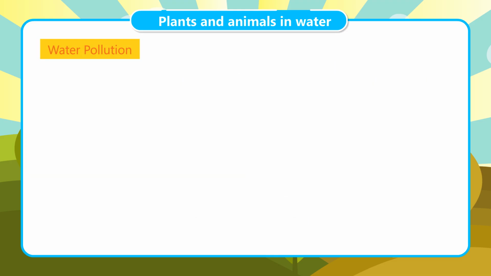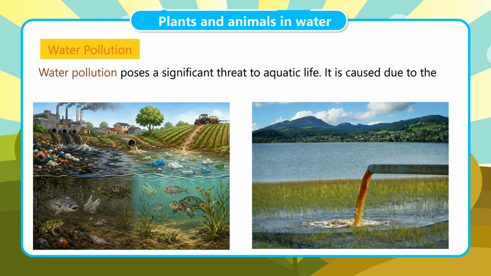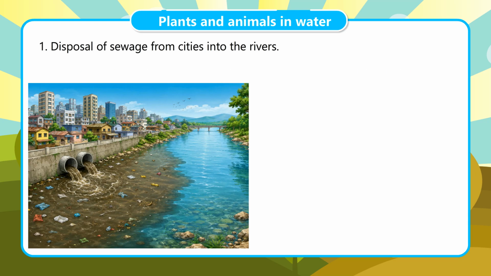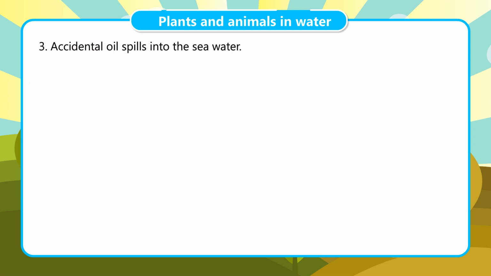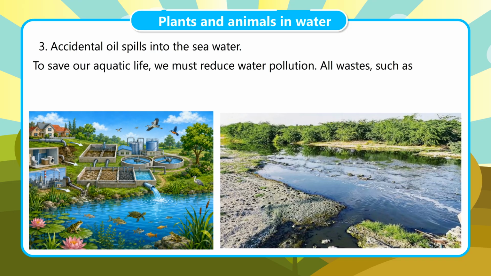Water pollution. Water pollution poses a significant threat to aquatic life. It is caused due to the following reasons. 1. Disposal of sewage from cities into the rivers. 2. Disposal of harmful wastes from industries into the rivers. 3. Accidental oil spills into the seawater. To save our aquatic life, we must reduce water pollution.